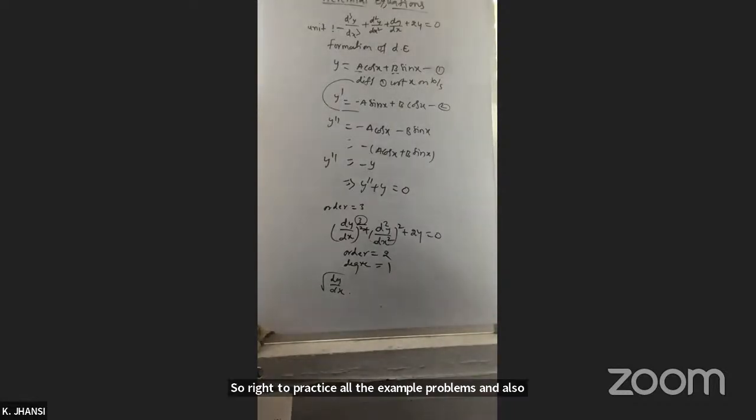Next, we have unit 5. Unit 5 is about differential equations of first order and first degree. First order and first degree means here the order will be only dy by dx, and if it is first order, the degree will be only 1. In that, you will not have square or cube or anything. So in this, you will have the problems.